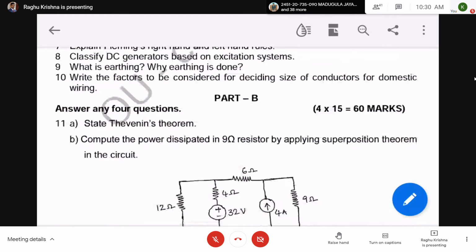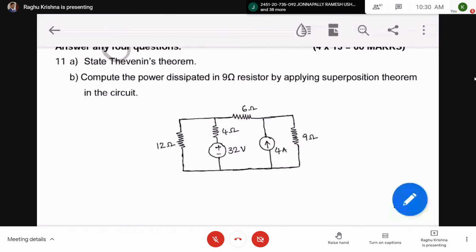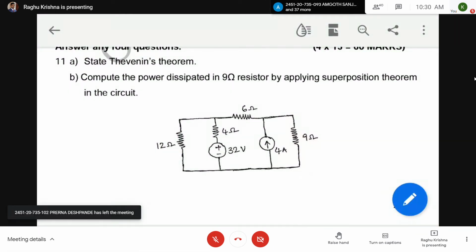See the 11th question. State Thevenin's theorem. Okay, so next, problem on superposition theorem. You have one voltage source and one current source. So you have to calculate the current flowing through, and compute the power dissipated in the 9 ohm resistor. For that, you first need to calculate the current.